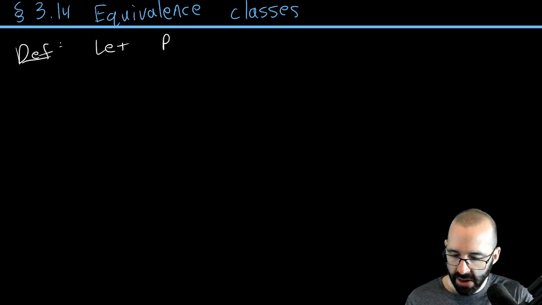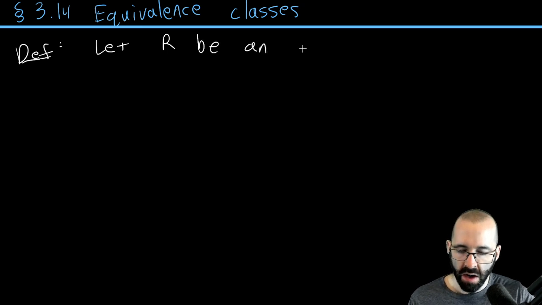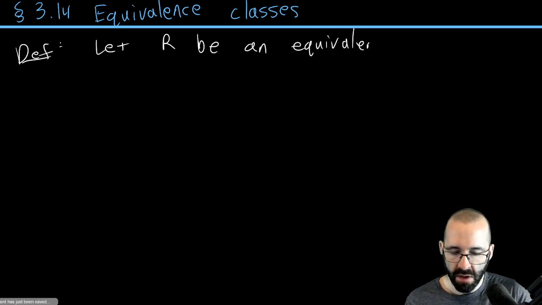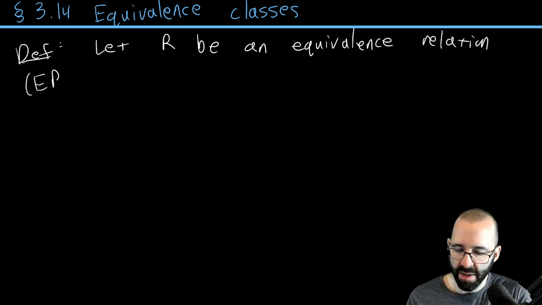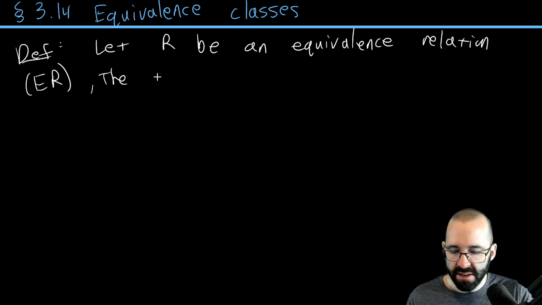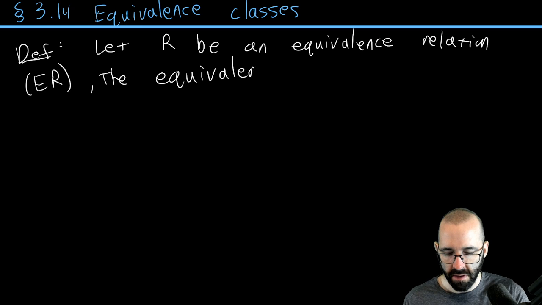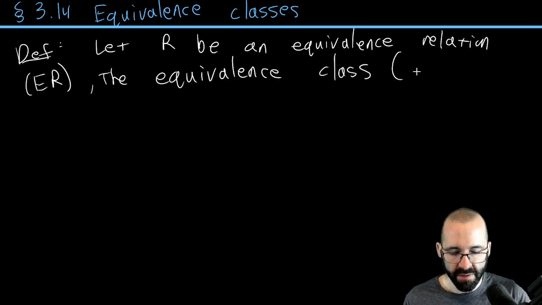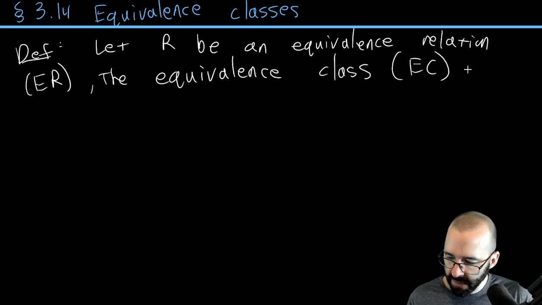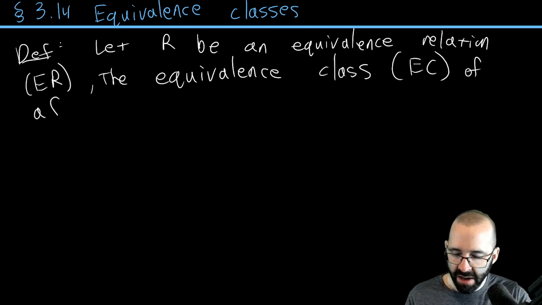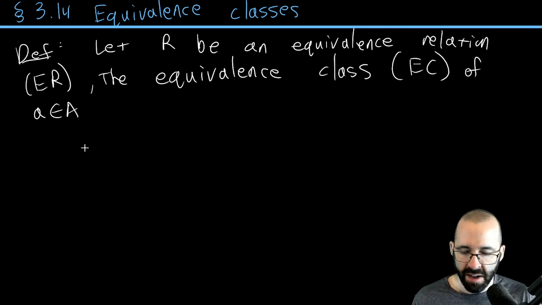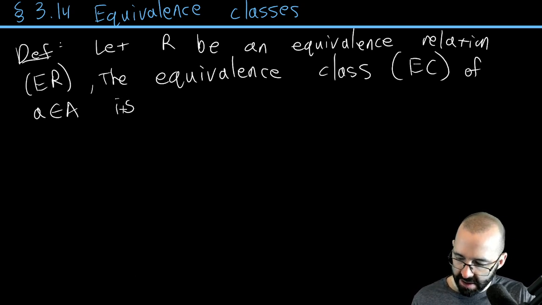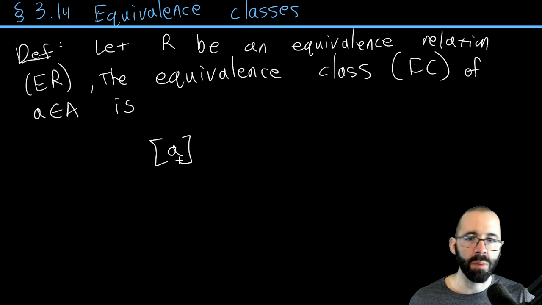So let's say let R be an equivalence relation. And I'm going to start abbreviating things because I don't like writing that much. Let's call an equivalence relation ER. Then the equivalence class, let's call that EC, of some element a, and let's say a is some element of big A, the equivalence class of little a is written as brackets of a.